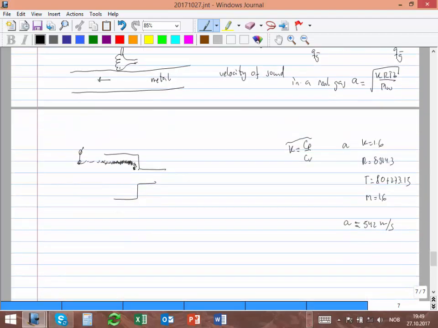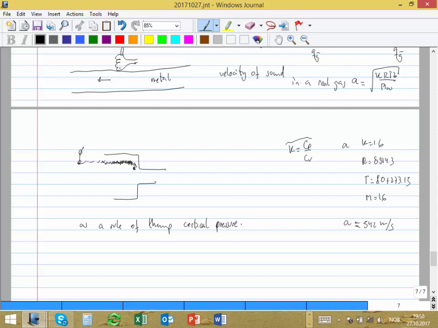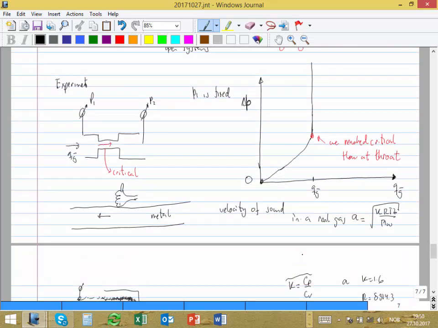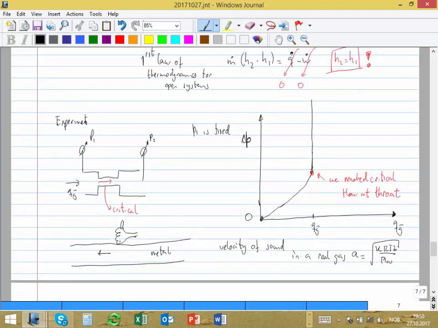And critical flow usually has a rule of thumb. The critical pressure ratio P2 over P1 is more or less equal to 0.5, like a rule of thumb. If you have 0.5, then you have critical flow at the throat of the choke, and then you cannot flow more than the critical rate. Then you are in critical condition.